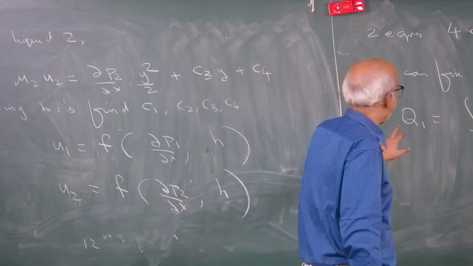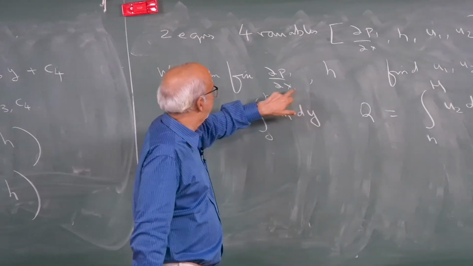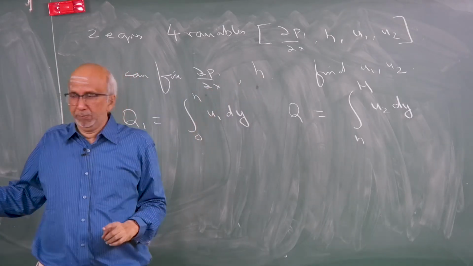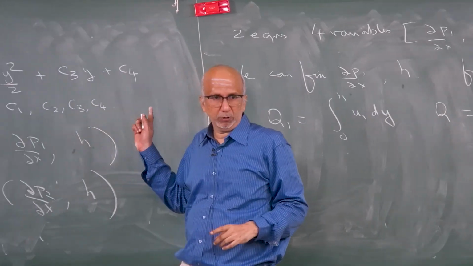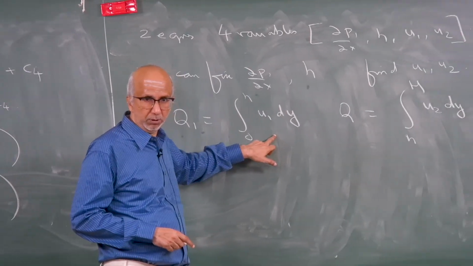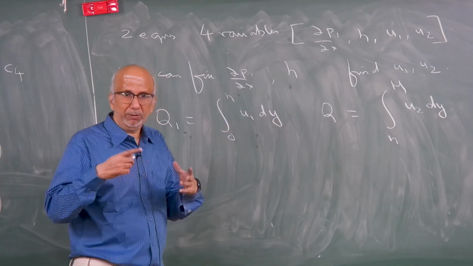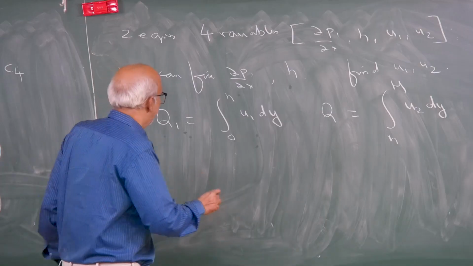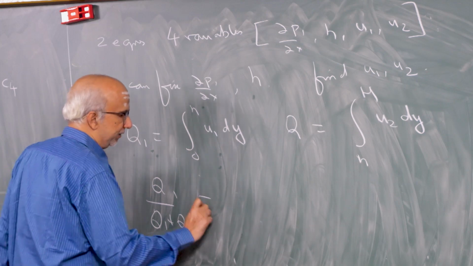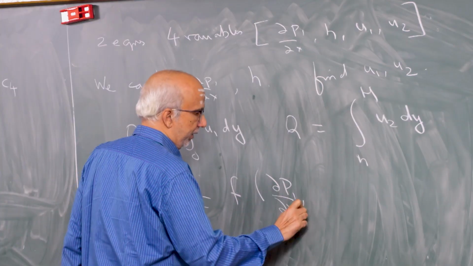Now, if you are given the pressure drop and the interface position, you can calculate the velocity by putting the boundary conditions and all that. You can calculate the velocity, okay. You can integrate the velocity which you found out from 0 to h and small h to capital H, find out q1 and q2, everything will be in terms of an expression, okay. So, you can get q1 divided by q1 plus q2 as a function of dp by dx and small h, okay.